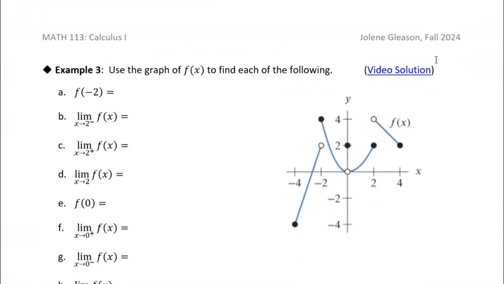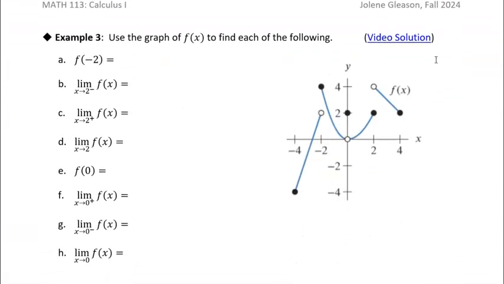All right, so let's go on to the next example here. All right, so here we just have a graph, and we're asked to find these values, okay? So the first one is just f of -2.